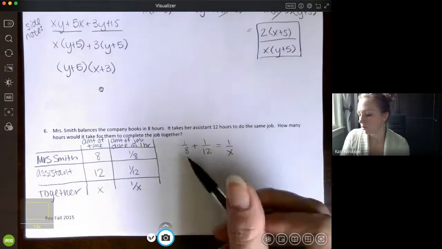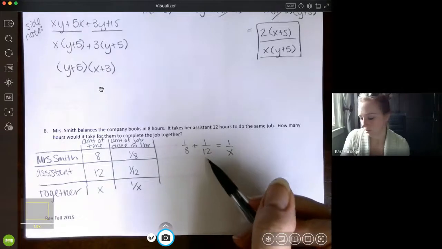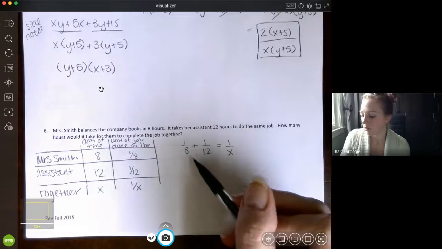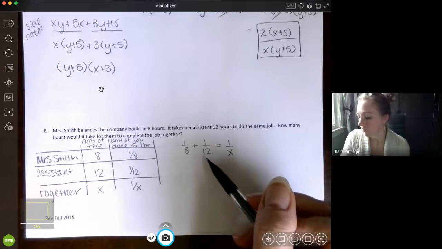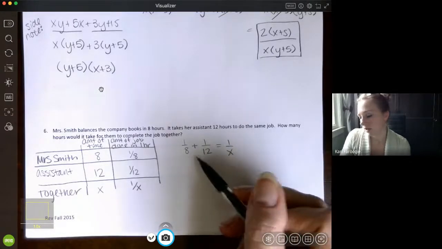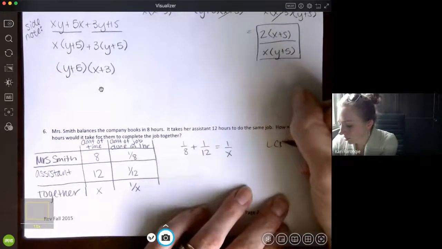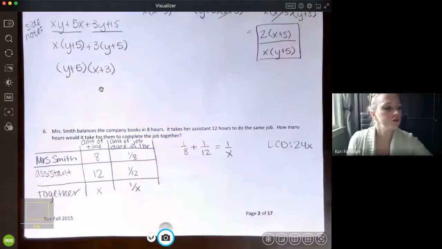Now, remember, when you're looking for your LCD, you're starting by checking the larger denominator and seeing if the smaller denominator is a factor. Now, I know that 8 is not a factor of 12 because I can't take 8 times an integer and get 12. So at that point, I'm going to take multiples of 12, like 24. So 12 times 2 is 24. 8 is a factor of 24. So that means that your LCD is 24x. Questions so far?